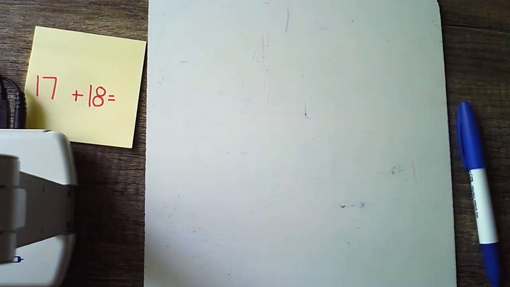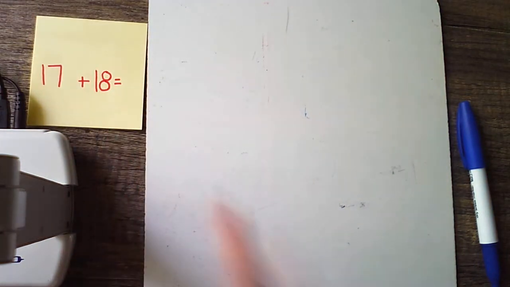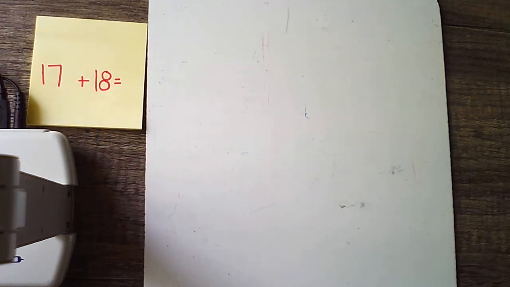You can go ahead and do this with me if you have your objects. That would be great. Okay. We've got our problem, 17 plus 18. Excuse me, getting all stuck on my words, friends. It is written horizontally. Horizontally means it's written side to side.